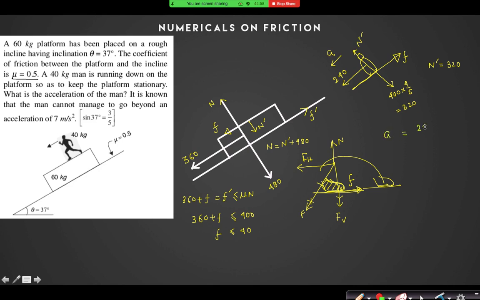is equal to 240 minus F divided by the mass. How much is the mass? Yes, 40 kg is the mass of that person. So what is the minimum value of that acceleration? Can I say it is 240 minus the maximum value of F divided by 40? So it is 5 meter per second square. So the acceleration of that person will vary in between 5 to 7. That should be the answer of this question.